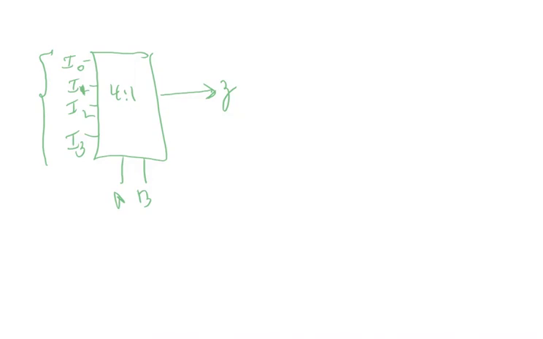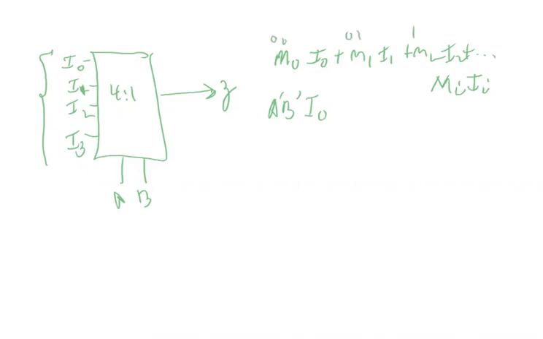But one thing I can say is it's going to be M0 times I0 plus M1 times I1 plus M2 times I2 plus ... M sub i times I sub i. And M0 is going to be represented by A' B'. And M1 is going to be, because you've got 00, 01, 10, and then 11, so we'll have plus A'B I1 plus AB' I2 plus ... until we get to AB I3.